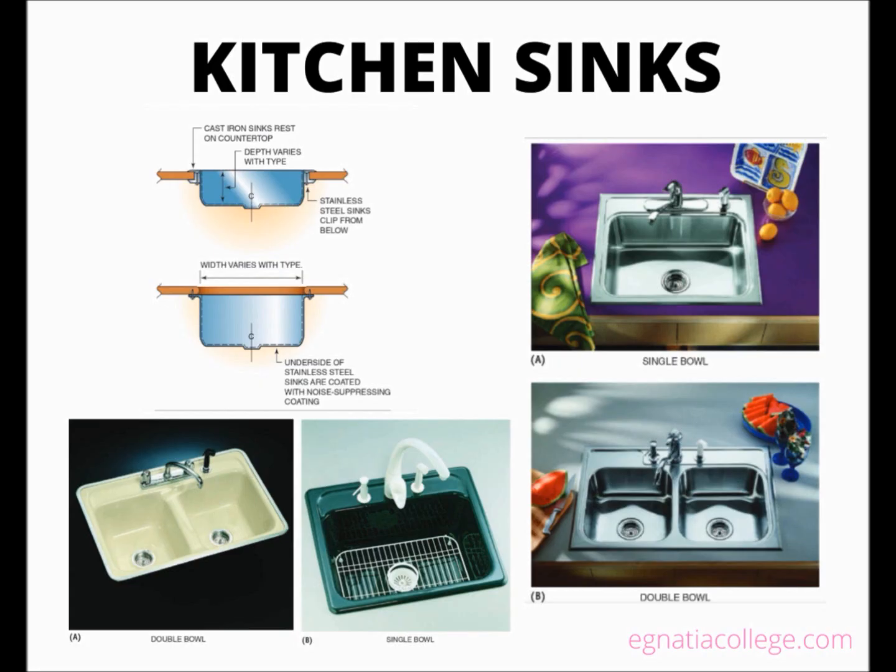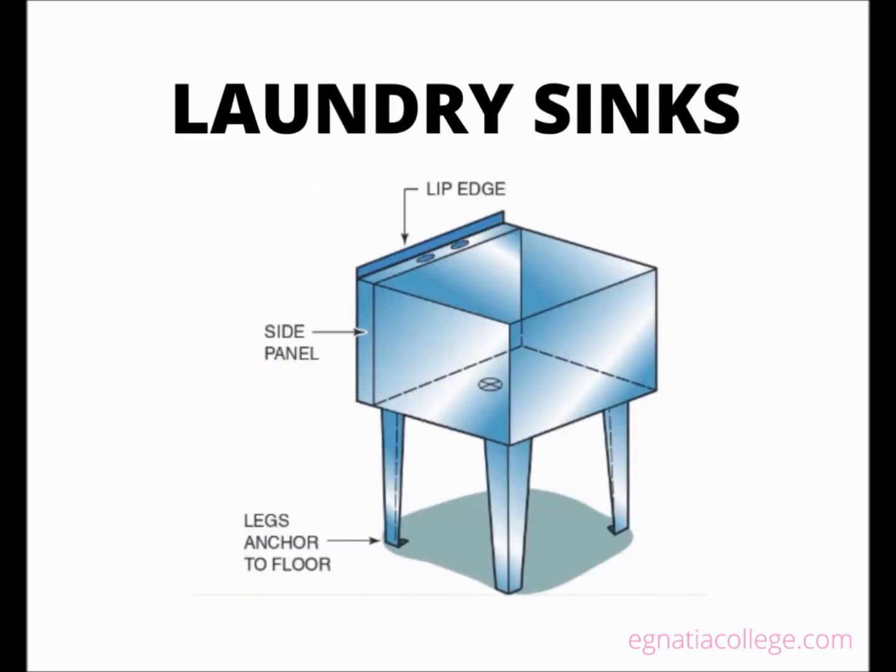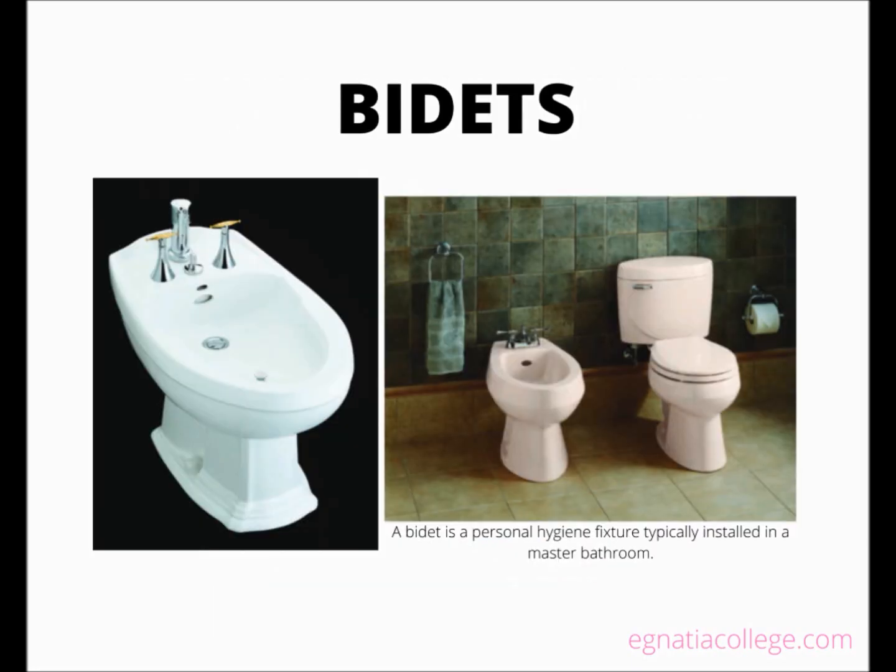The faucet hole spread for a kitchen sink is typically 8 inches away from the hot to the cold faucet connections. Laundry sinks. A laundry sink is also called a laundry tray or utility sink. Bidets. A bidet is a specialty fixture that is not installed in most homes. It is a common fixture in many bathrooms in Europe and is growing in popularity in North America.